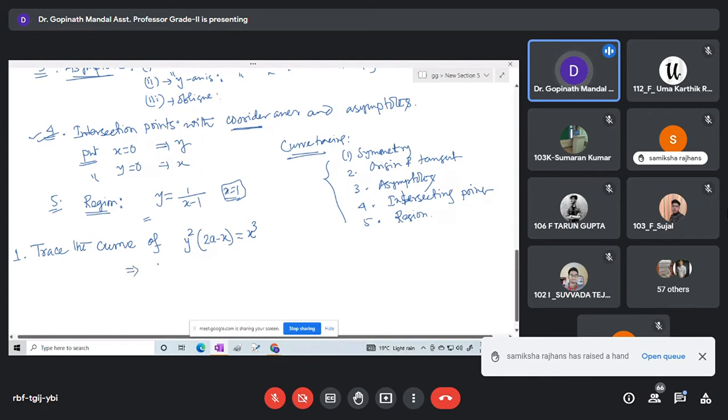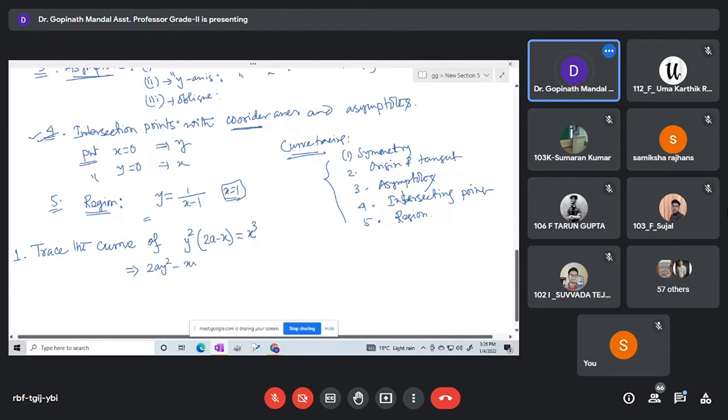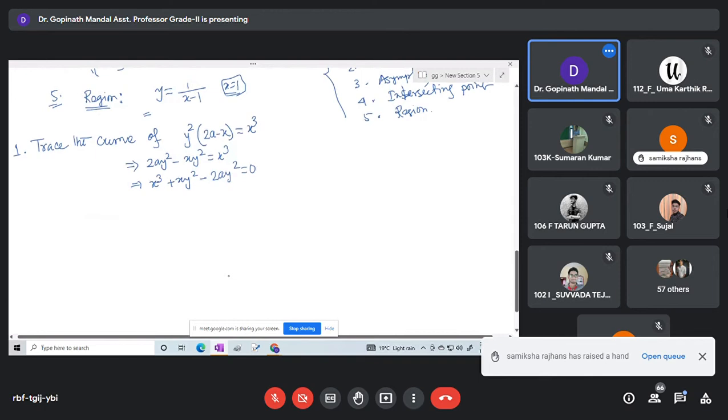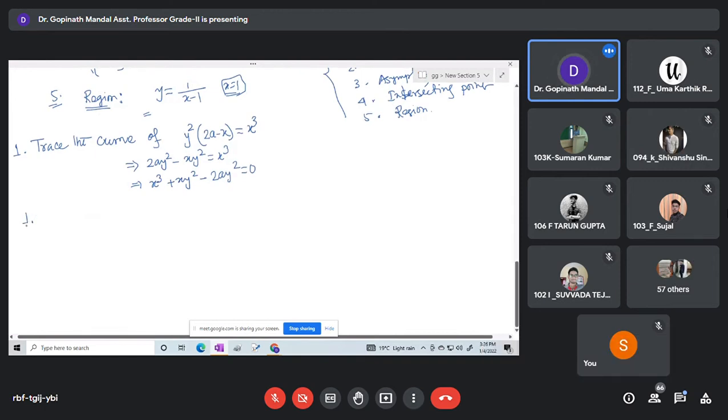So this equation can be written as 2ay square minus xy square equal to x cube, or you can write x cube plus xy square minus 2ay square equal to 0. Now I have to check the 5 points. First, symmetry.